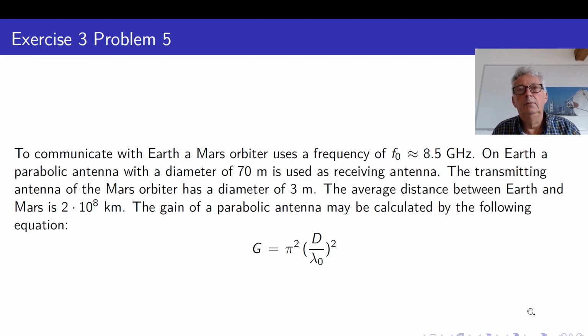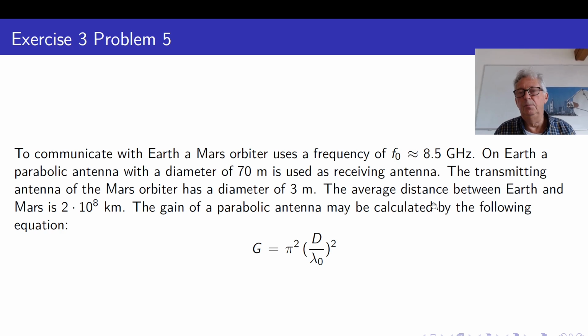So hello together. Today we want to use our knowledge of a transmitter-receiver system to discuss a deep space communication link. In our exercise 3 problem 5 it's written to communicate with the Earth. A Mars orbiter uses a frequency of 8.5 GHz. On Earth we have a parabolic antenna with a diameter of 70 meters and the transmitting antenna on the Mars orbiter has a diameter of 3 meters.